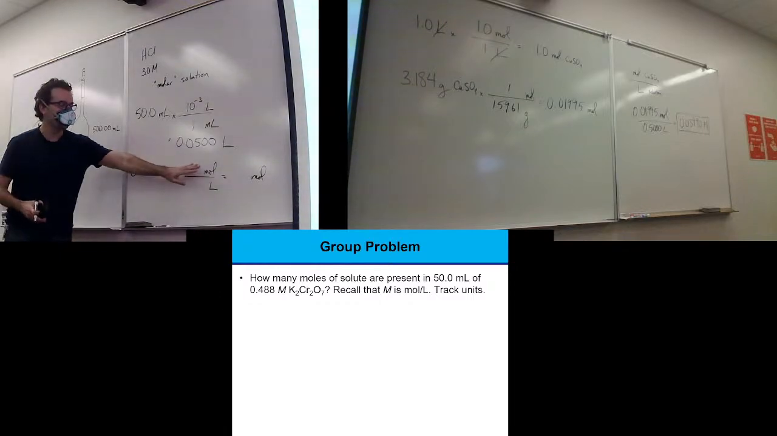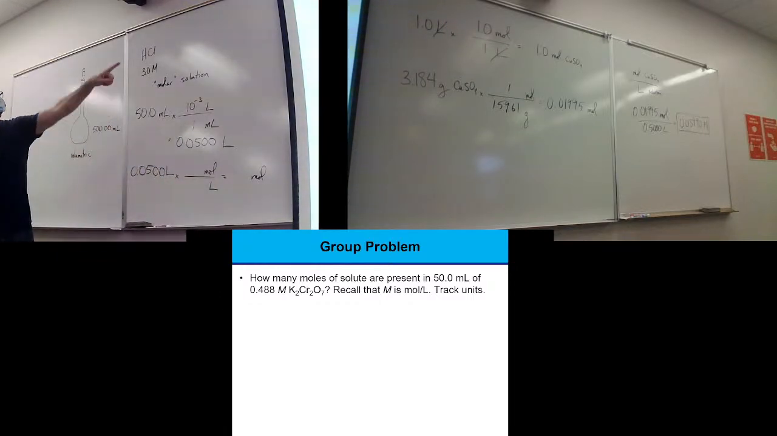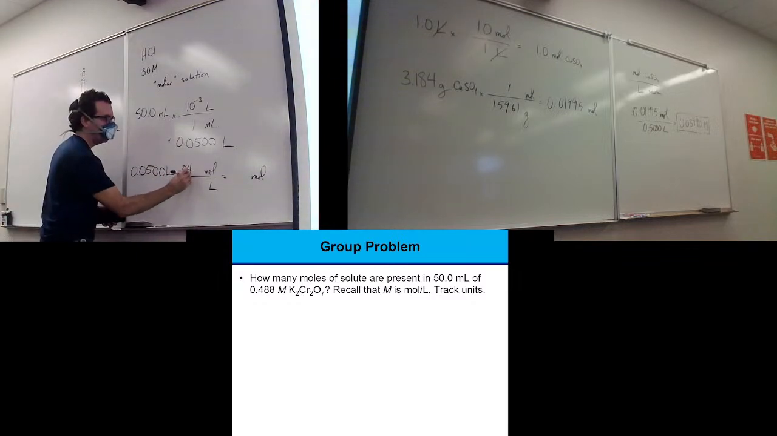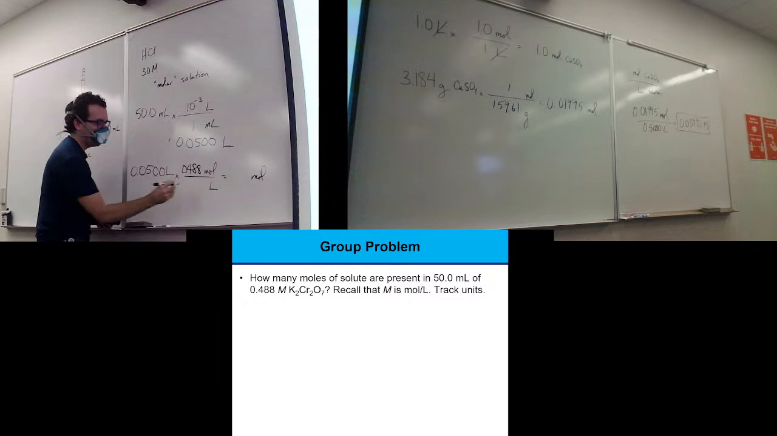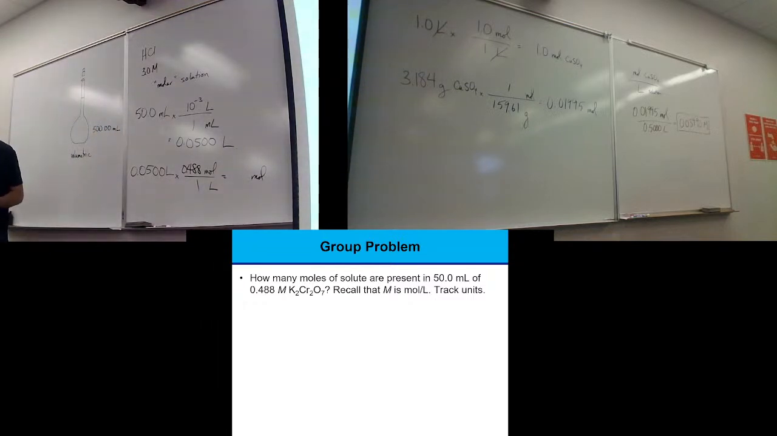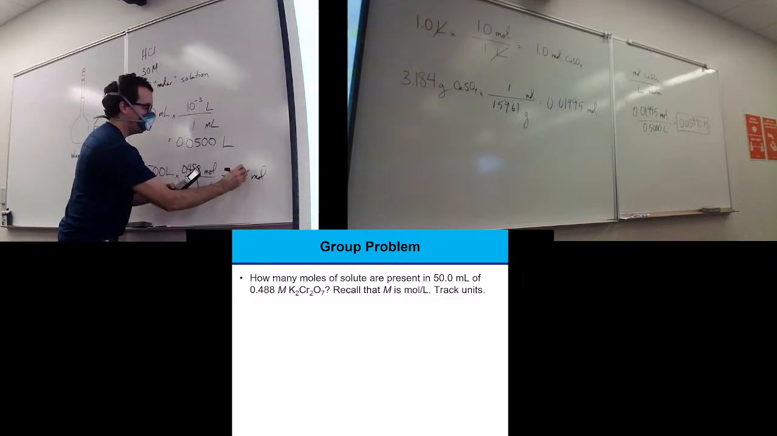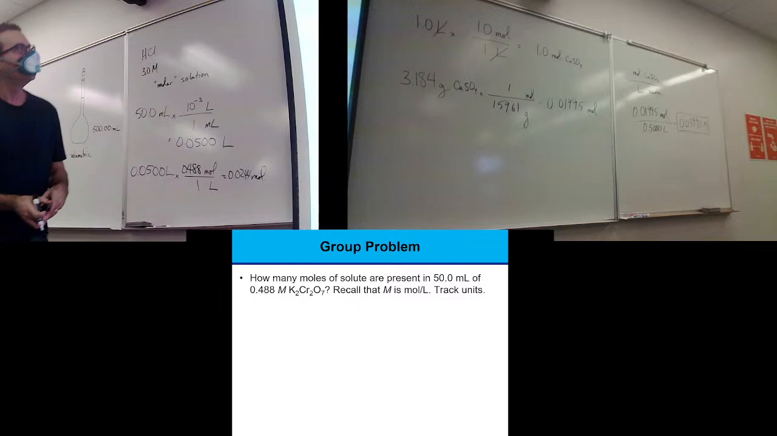Molarity is moles per liter. So 0.488 molar translates to 0.488 moles per 1 liter of solution. And that's it. So 0.05 times 0.488 looks like 0.0244 moles of solute.